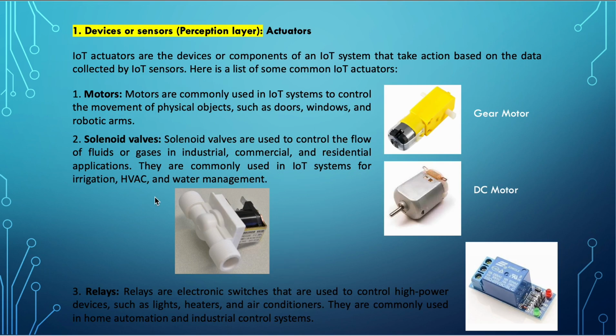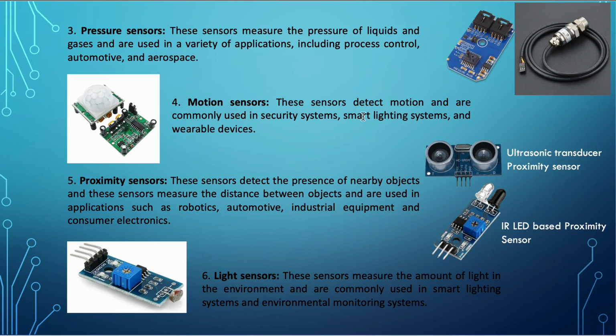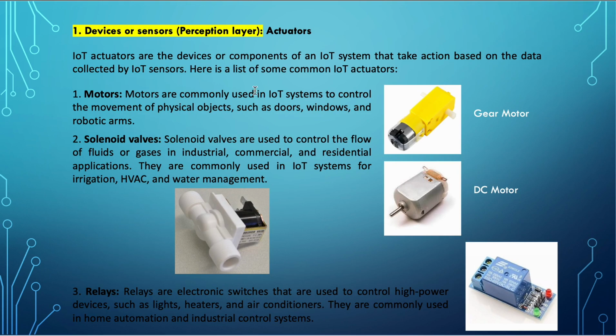And if you go to actuators, IoT actuators are the devices or components of an IoT system that take action based on the data collected by IoT sensors. That means when these sensors collect data, they process it and send it to actuators. So these actuators are also networked, they are connected. Both of them are connected.